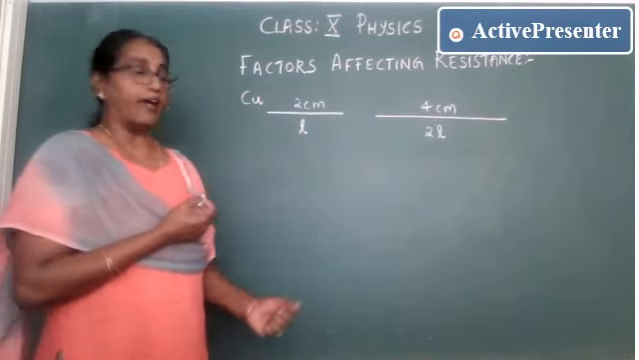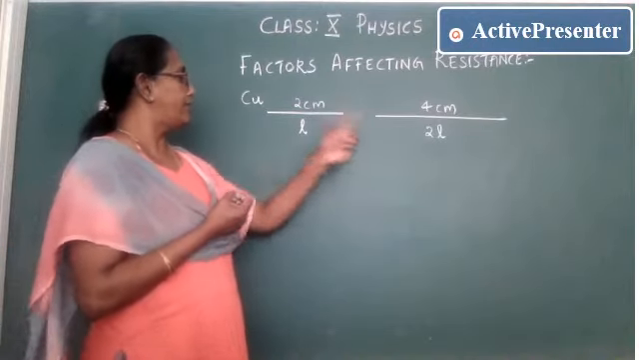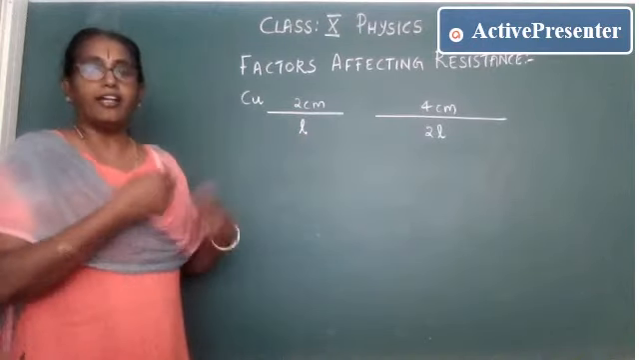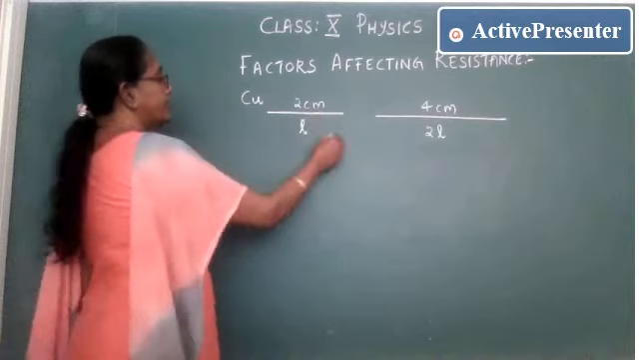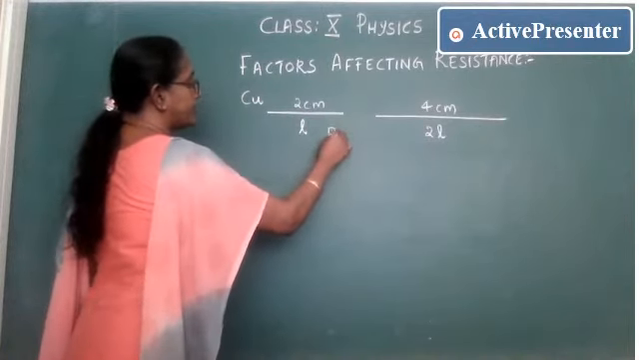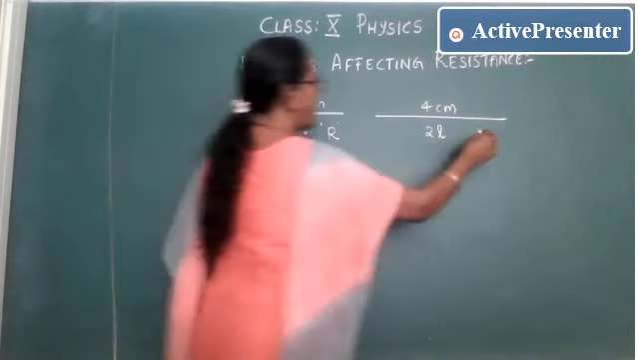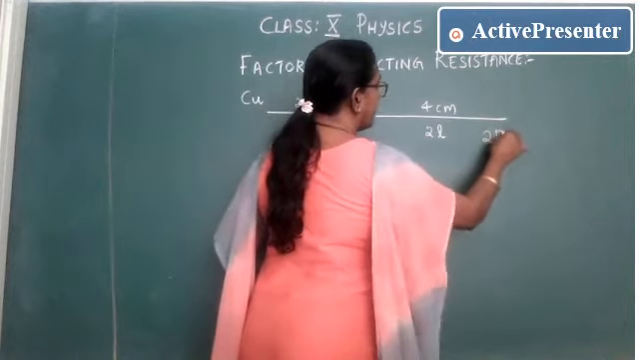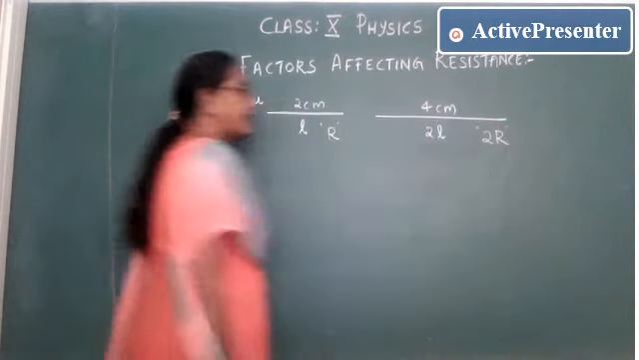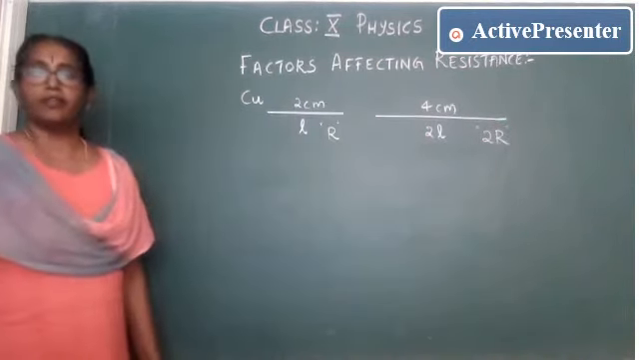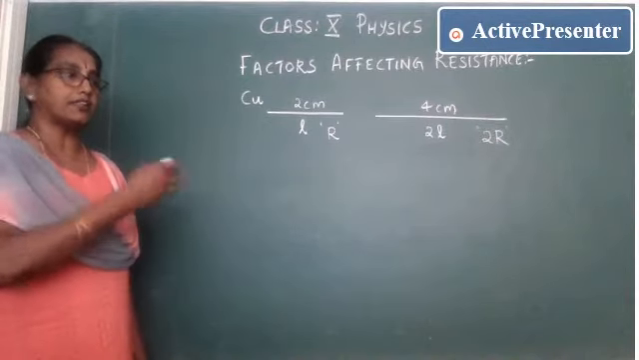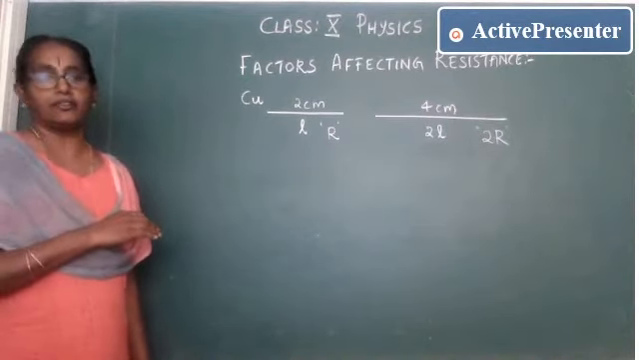You can find that the 2L length of copper wire will have double the resistance. If this is having R as resistance, this will have 2R. The resistance will get doubled. So when the length is doubled, resistance is also doubled.